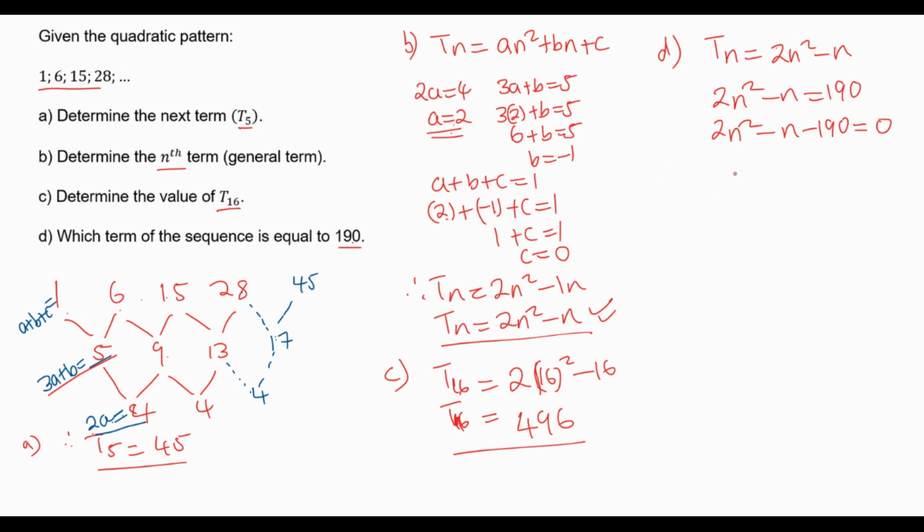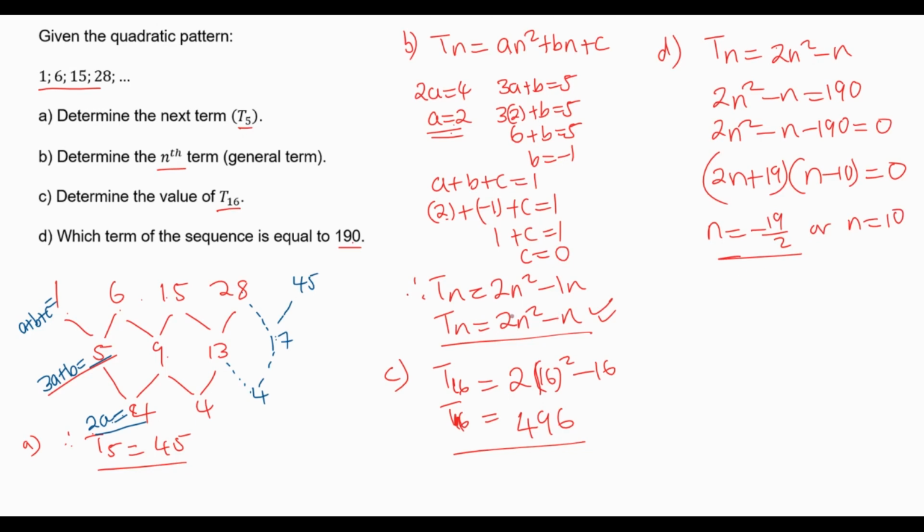If you can factorize this, do so because it's faster. But let's say you fail to find the factors, you can use the quadratic formula here. I'll use the factorization, but let's say you cannot factorize, use the quadratic formula, we must get the same answers. So here, if you factorize, 2n plus 19, and then n minus 10 is equal to 0. Therefore, meaning that n is equal to negative 19 over 2, or n is equal to 10.